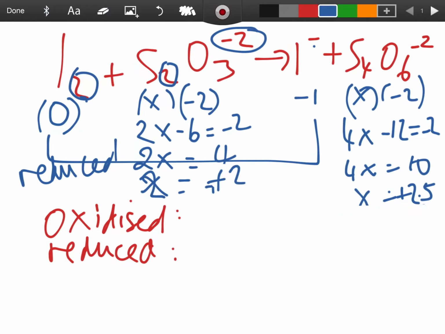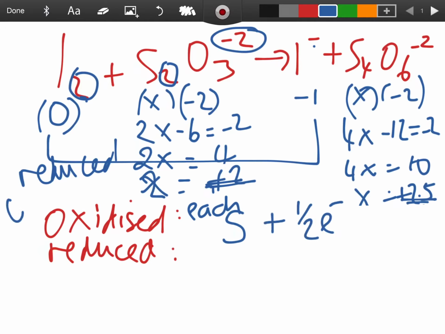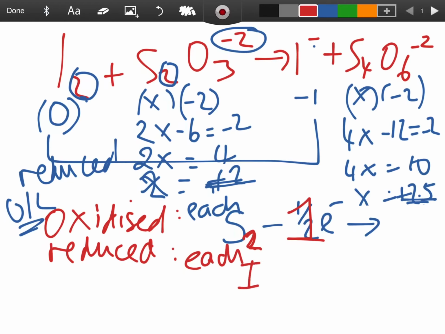Now, notice the subscripts. Let me just rub that out there because it's getting in my way. You're going to have to say to yourself that each sulfur is going from plus 2 up to 2.5. So each sulfur loses a half an electron. Remember OIL. Attach the subscript now, S2, so it is going to actually lose 1 full electron. Attach the subscript, 2 times a half is 1.